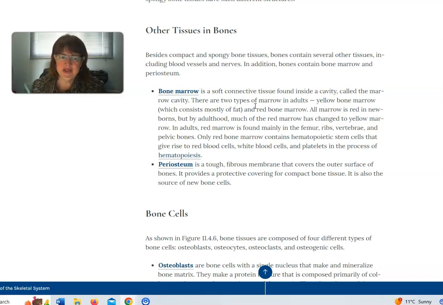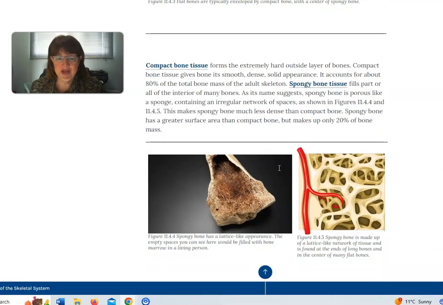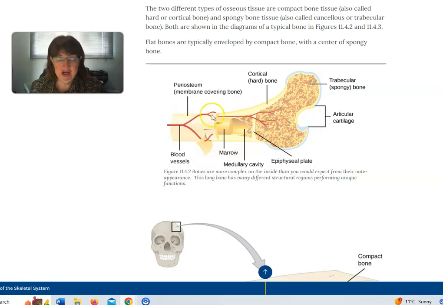We'll go into a little more detail on that when we look at the blood process. And the periosteum is another word I want you to know. That's the tough fibrous membrane on the outside, and it protects the bone, and it's also the source of new bone. So if we go back to our diagram here, the periosteum on the outside has a very good blood supply. Good. And that's the end of the bone tissue that you need to know for this course.